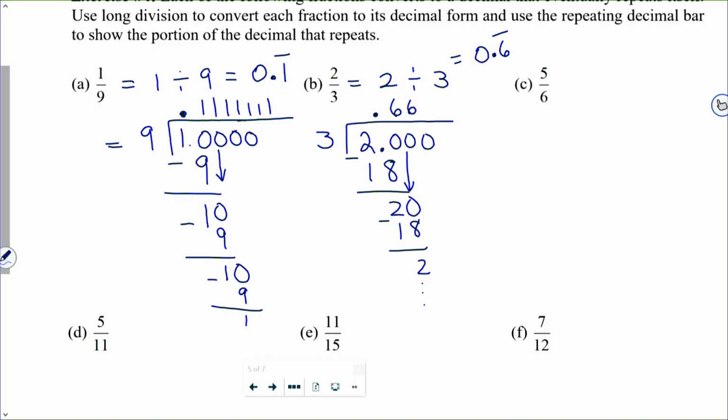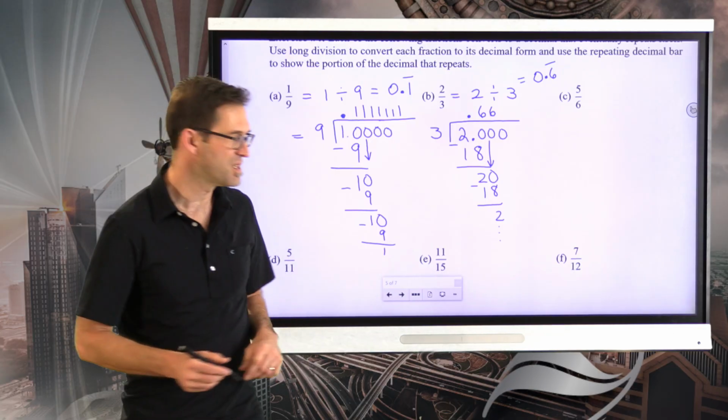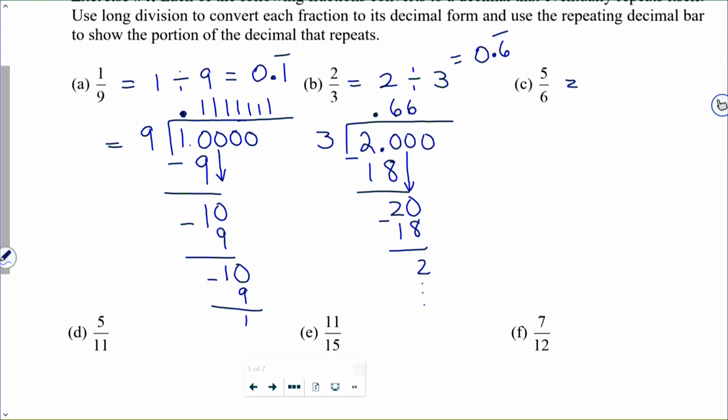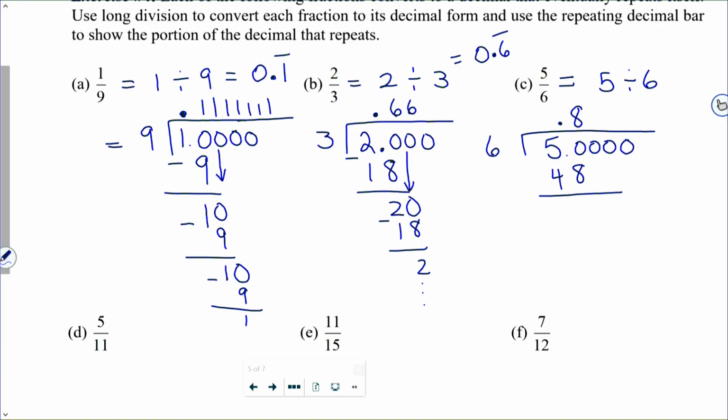All right, let's take a look at 5/6. 5/6 is simply 5 divided by 6. So that's going to be 5.000. I'll just extend it out here. How many times does 6 go into 50? Let's see, I think that's 8 times, because 8 times 6 is 48. And then I'll get a 2. I'll drop a 0 down.